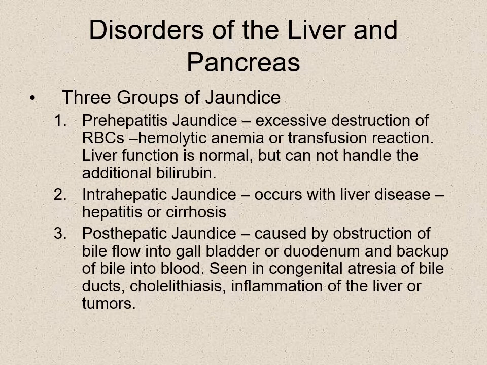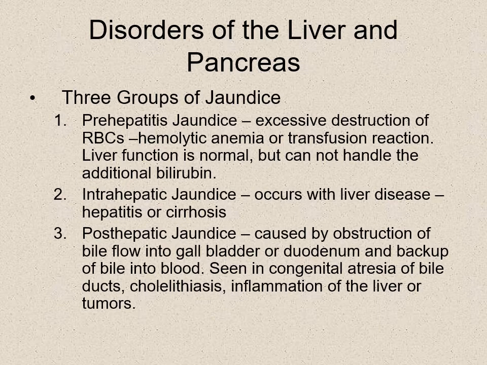Prehepatic jaundice is excessive destruction of red blood cells. It results from hemolytic anemia or a transfusion reaction. The liver function is normal, but it cannot handle the additional bilirubin. It also includes hemolytic disease of the newborn from an Rh incompatibility.